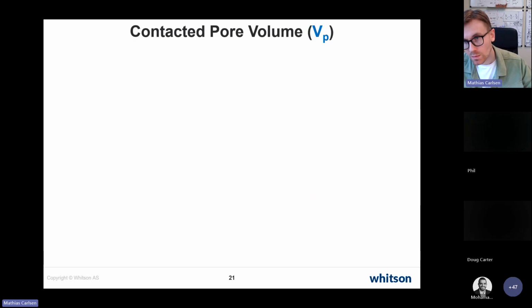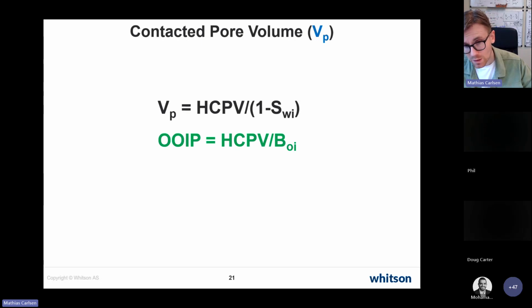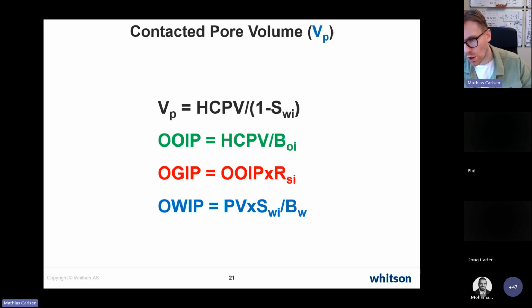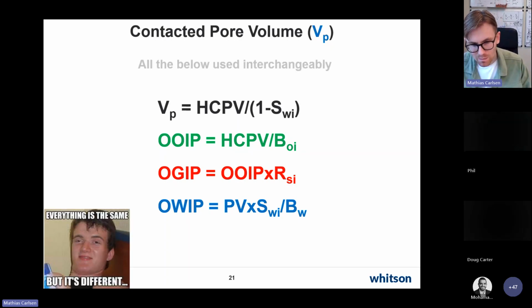And the contacted pore volume can be quantified in multiple different ways. You can use the reservoir volume. You can use the surface volumes, like oil in place or gas in place, or even water in place. But I think most commonly people are using oil in place for an oil, gas in place for a gas. And I've never seen anybody using water, but it's all the same thing. It's pore volume multiplied with PVT property. So it's all the same, but it's different.